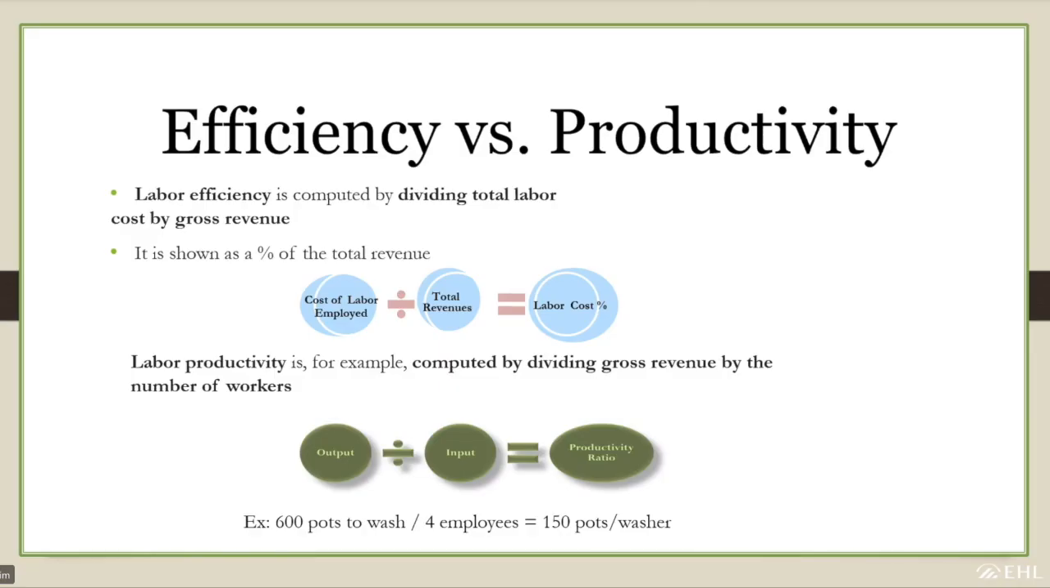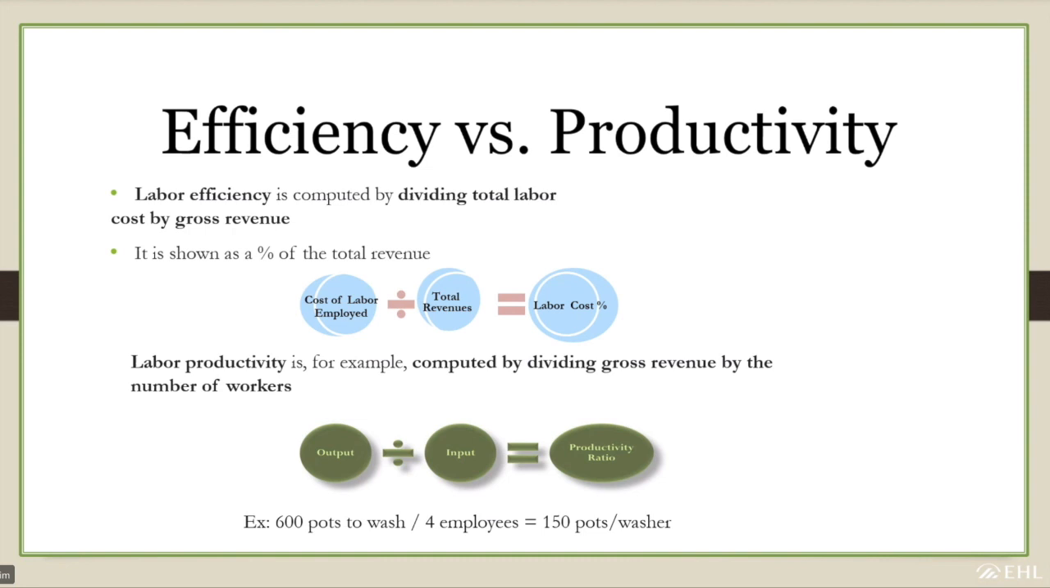Labor efficiency is the cost of labor employed divided by the total revenues, which then equals the labor cost in percentage. This is very important because now you know how much of the revenue that labor accounts for. And if you have, for example, a certain amount of productivity that you need, that is the outputs divided by inputs, and this is how you can also standardize.